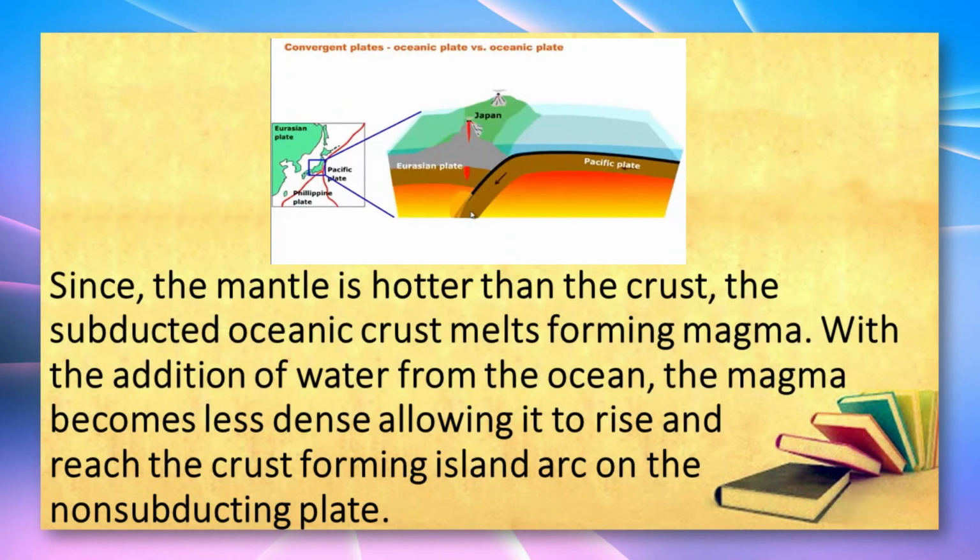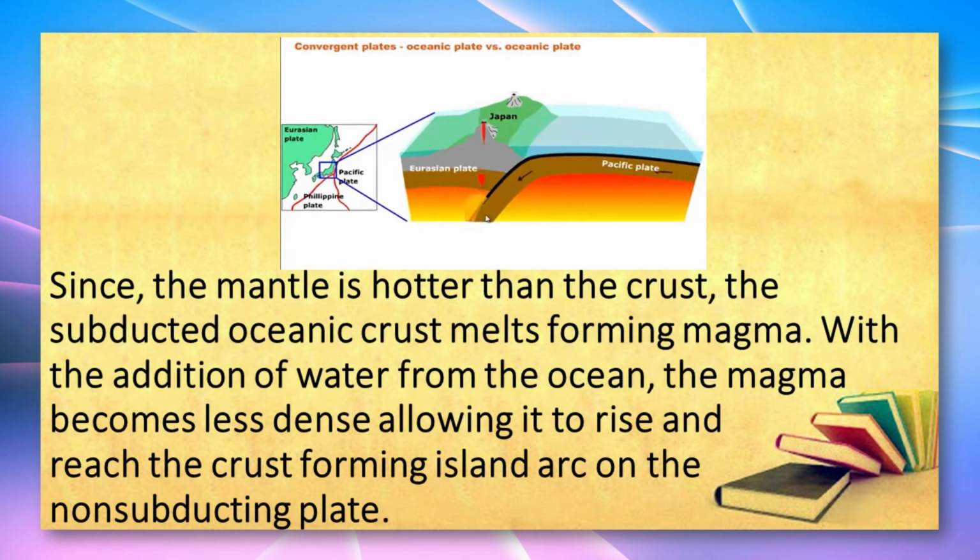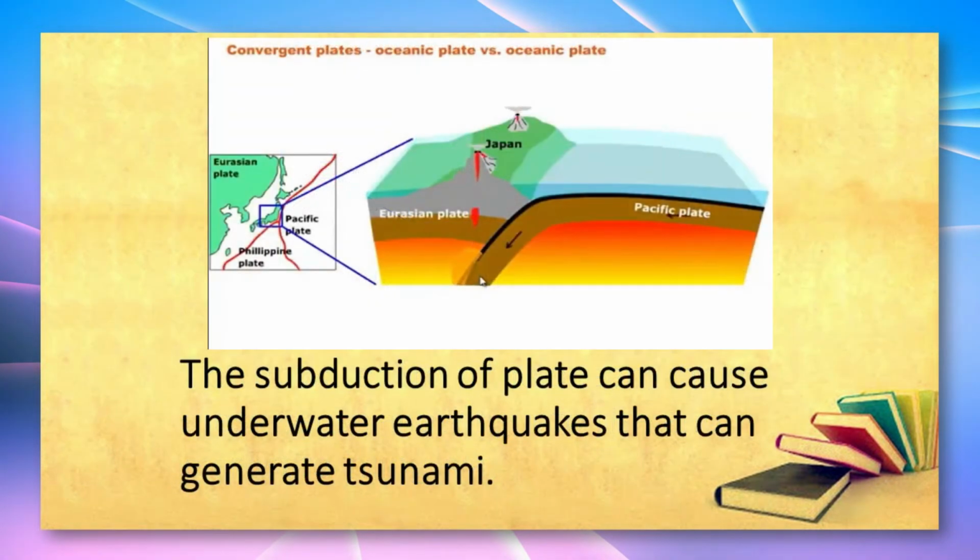Since the mantle is hotter than the crust, the subducted oceanic crust melts, forming magma. With the addition of water from the ocean, the magma becomes less dense, allowing it to rise and reach the crust, forming island arc on the non-subducting plate. The subduction of plate can cause underwater earthquakes that can generate tsunami.